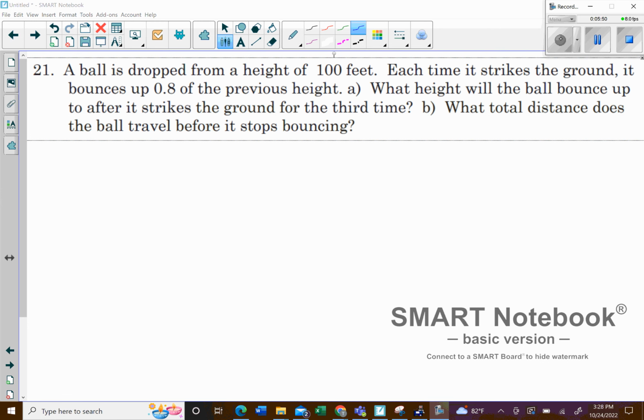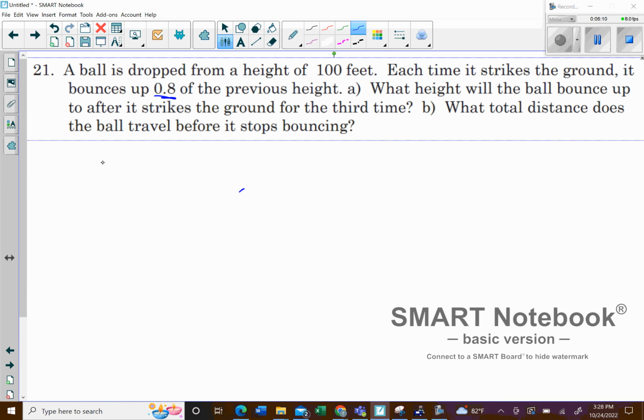Okay, so this one's a little tricky because the formula we're going to come up with is going to measure the bounce height. And so the ball is dropped from 100 feet and it bounces 0.8. So that means it would bounce up to 80 feet.